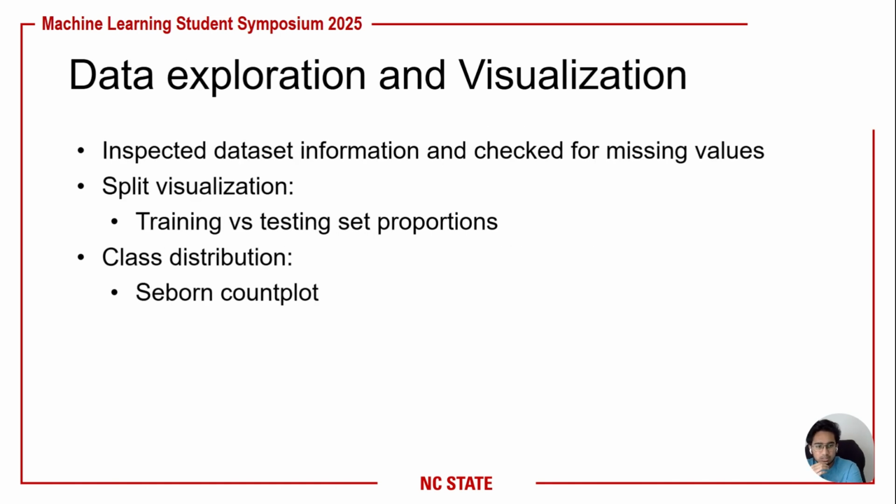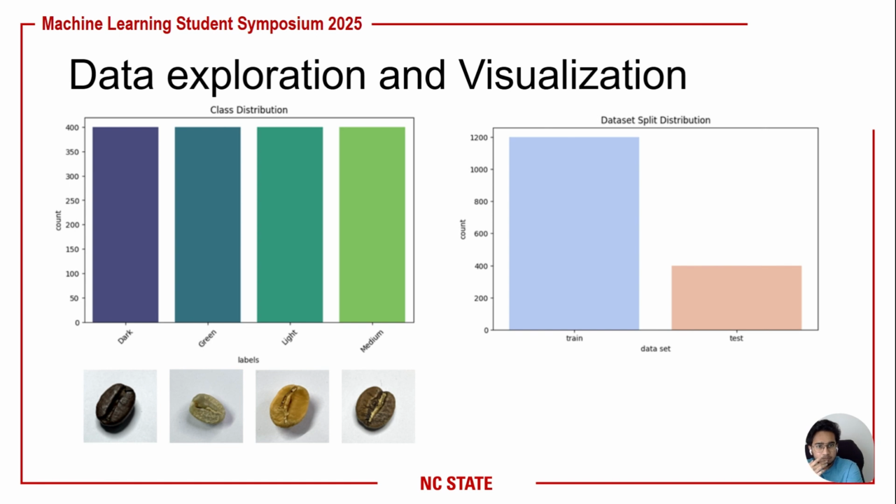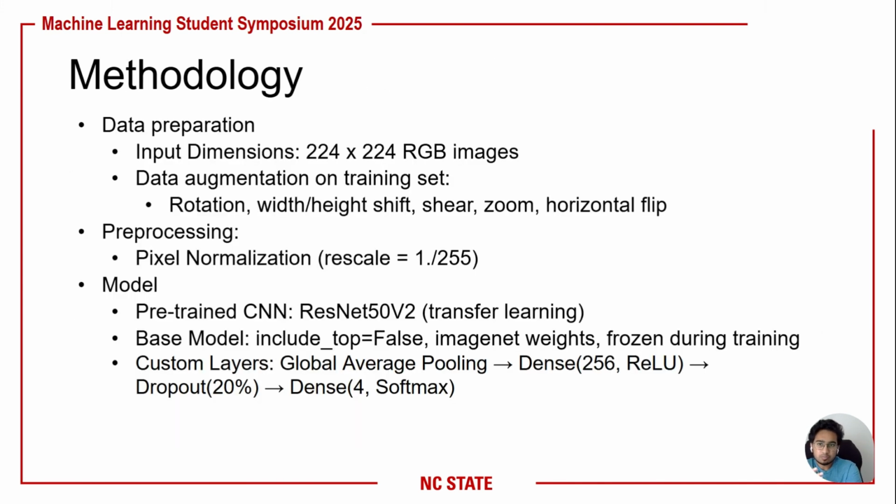The data exploration and visualization that we did included split visualization and class distributions. This was done using a count plot and also training versus testing set proportions. So as you can see, there are a total of 1600 images, out of which the train is 1200 and test is 400. And each class, dark, green, light, and medium, has 400 images each.